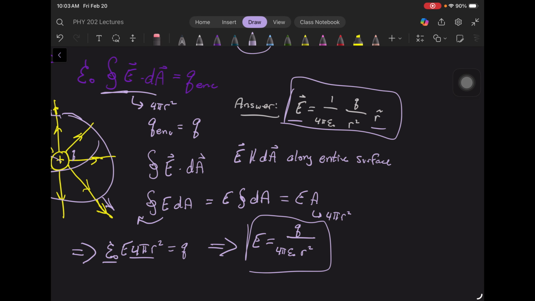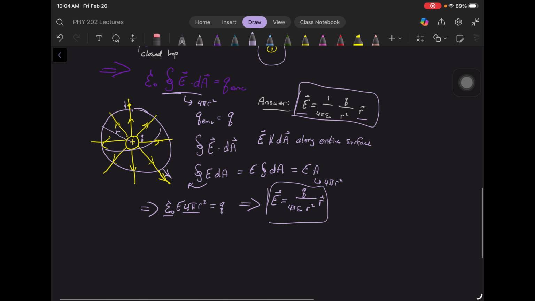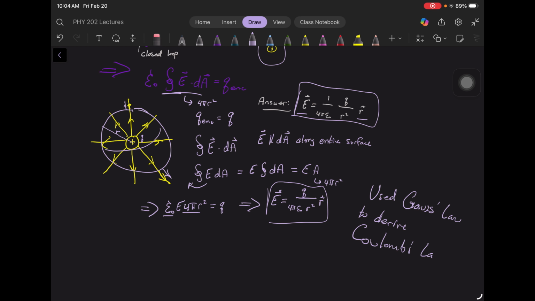And then we can say, hey, electric field has to be pointing radially outwards. So we get an r hat, we get the vector, and look at that. We have agreement. Right, and so that's the very basics of how to use Gauss's law. Right, and so we used Gauss's law to derive Coulomb's law. Right, which that's pretty fun, right?